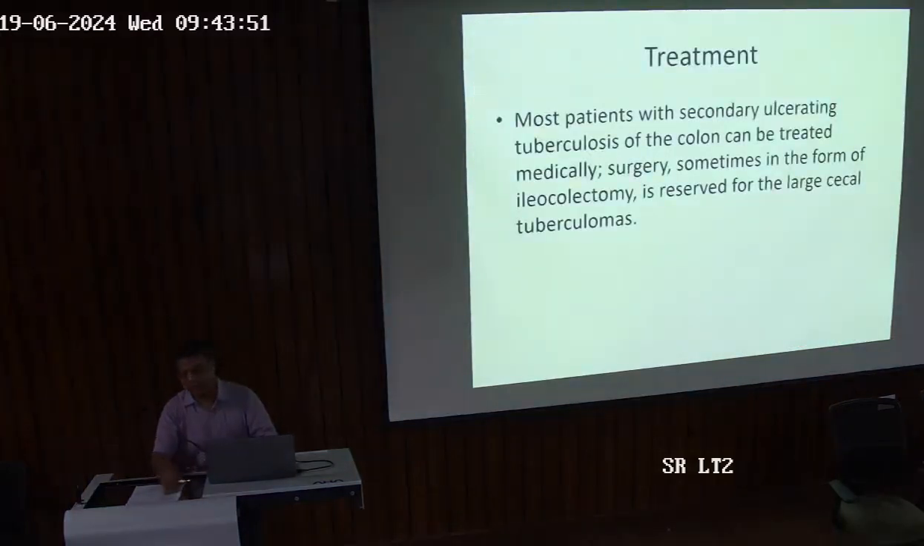So treatment, first of all, we try it with the medical treatment, but if there is obstruction and it is non-responsive, then we can go for the ileocolectomy. So that's all for the intestinal tuberculosis. Any questions regarding that?